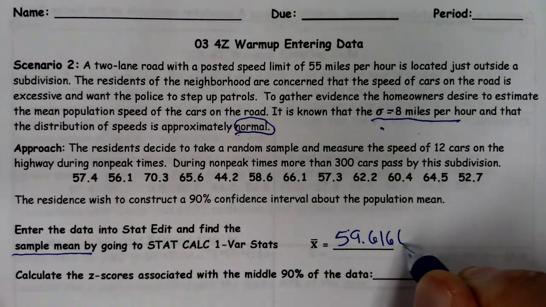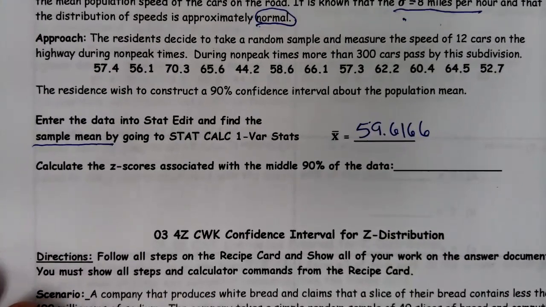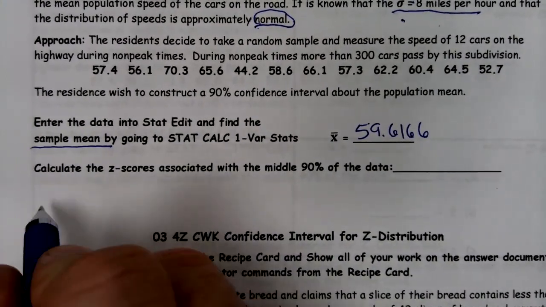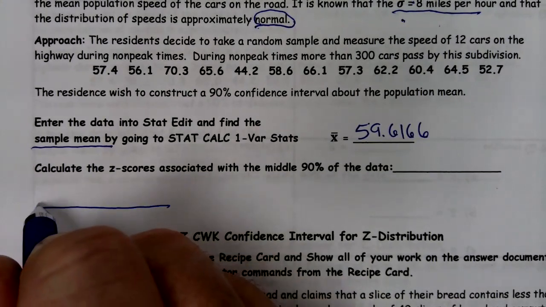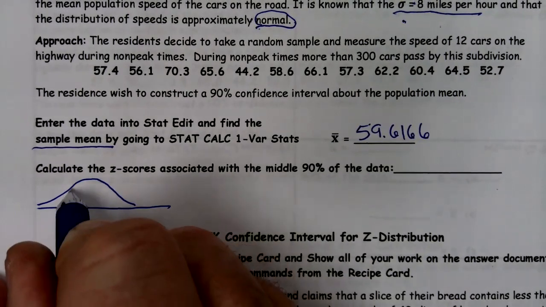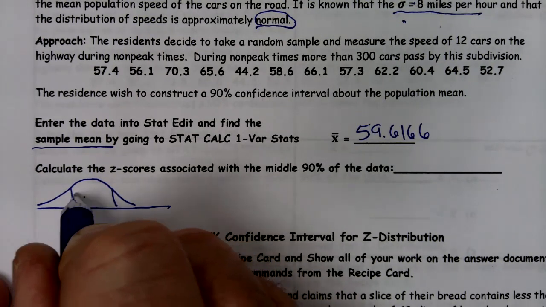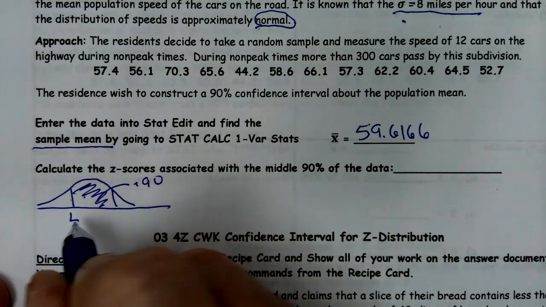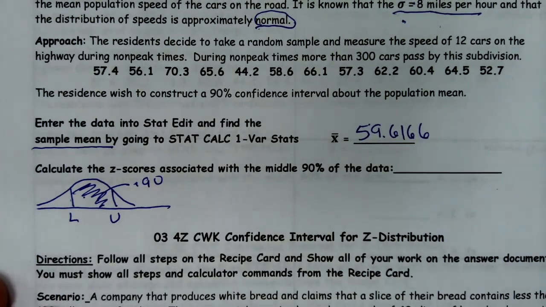The other thing, in order to help us out with today's notes and speed things along, is I want to calculate the z-scores associated with the middle 90% of the data. Well, if we're talking about the middle 90%, our picture is going to look like this, where this is 0.90, and this is my lower, and this is my upper.